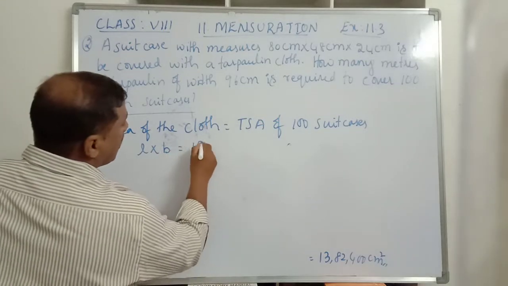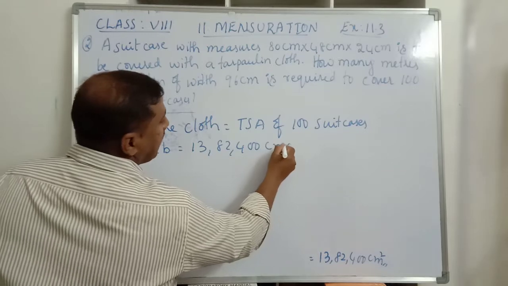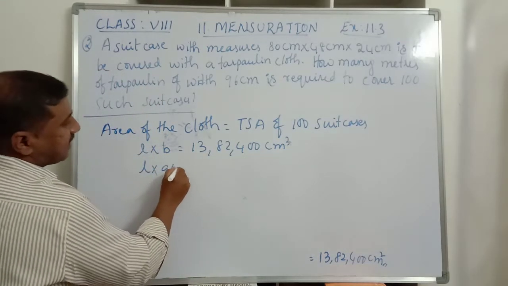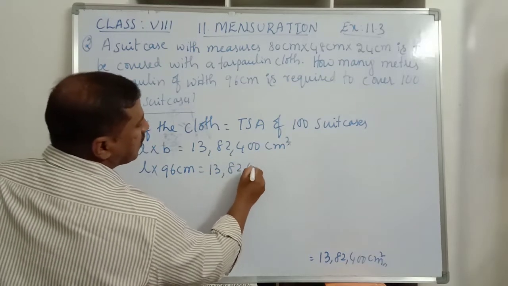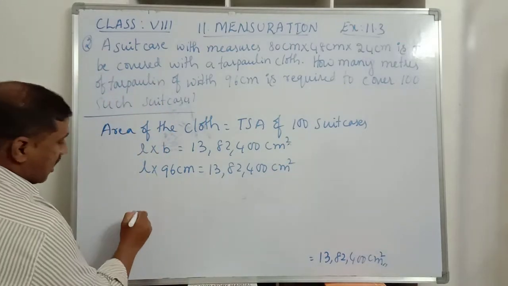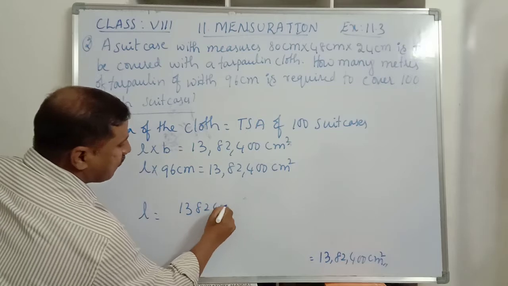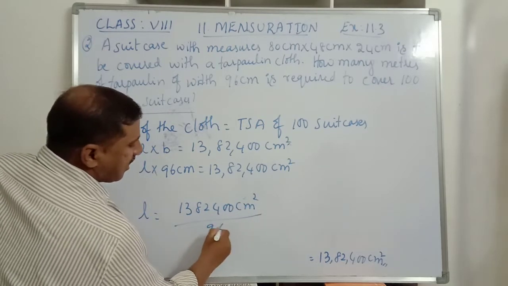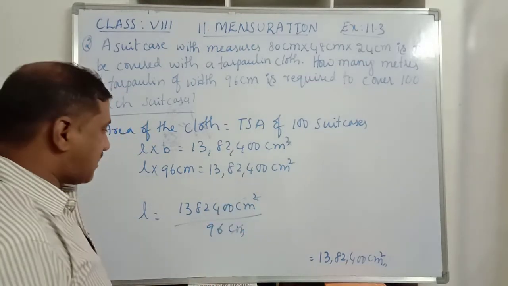which is equal to 13,82,400 centimeter square. So length into width, width is given as 96 centimeters, that is equal to 13,82,400 centimeter square. Now length L is equal to 13,82,400 centimeter square divided by 96 centimeters. Centimeter and 1 centimeter get cancelled.